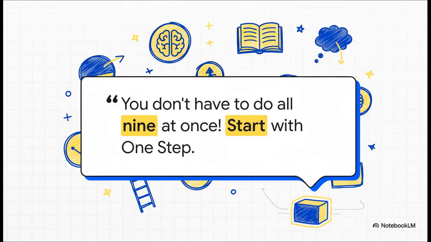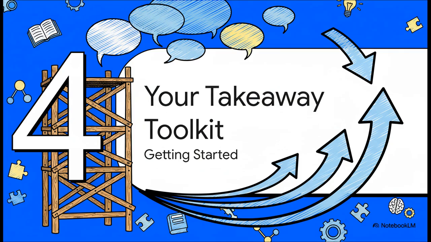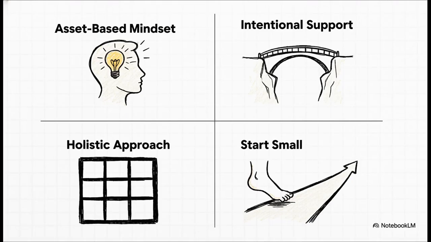It's so true. So, with that awesome one-step idea in mind, let's wrap this up with a little toolkit you can use to get started. All right, here are the 4 biggest things to remember. First, that asset-based mindset is everything. Second, remember that scaffolding is a planned, intentional bridge. Third, taking a holistic approach, thinking about all these different dimensions, is always going to be more effective. And finally, and this is the most important one, for sure, start small.